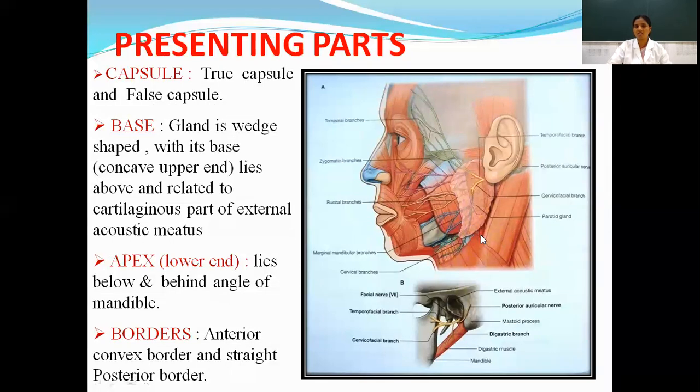So, what is this false capsule? Initially, I told you the parotid region is the parotid facial space, so that is the deep cervical fascia. The parotid gland is covered by the true capsule, which is derived from its own connective tissue. Then the false capsule is derived from the deep fascia of the cervical region, meaning it is nothing but deep cervical fascia.